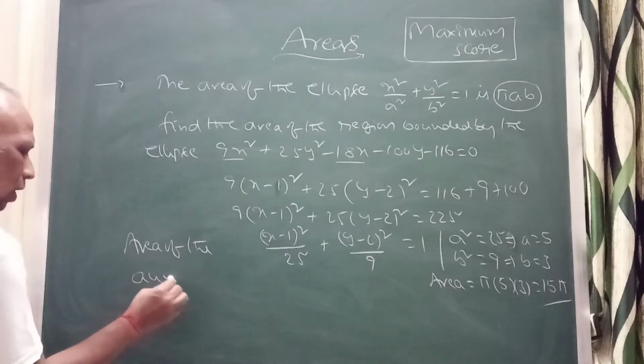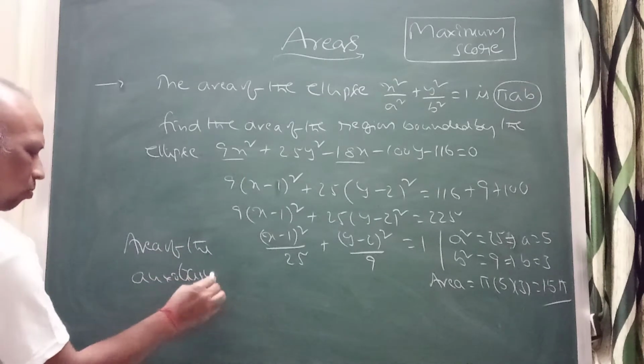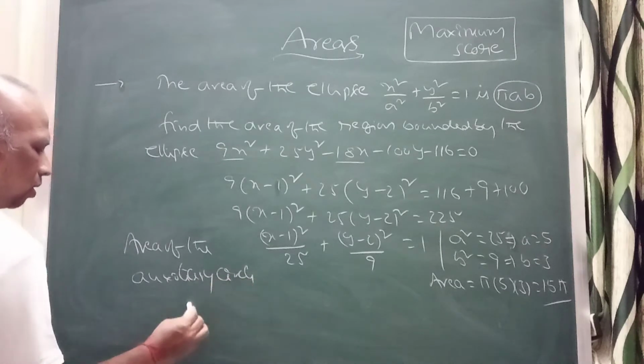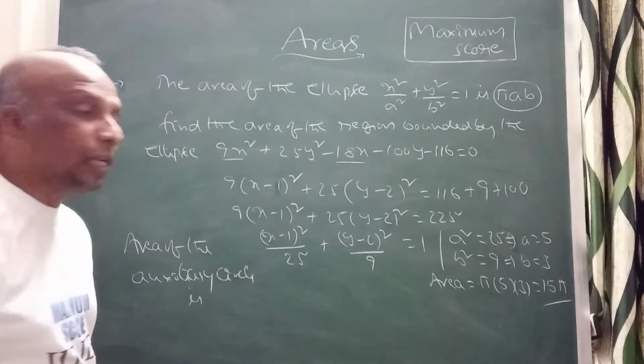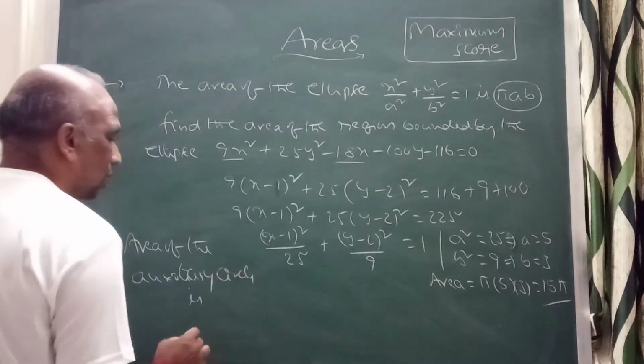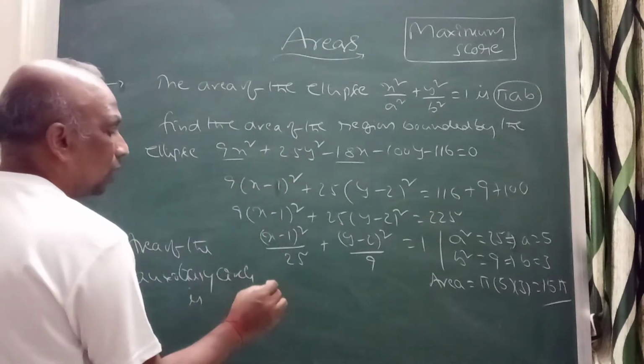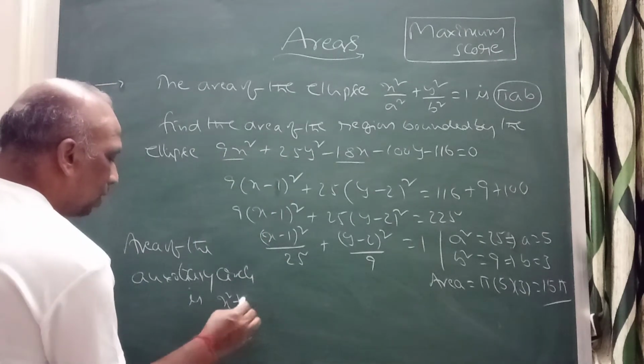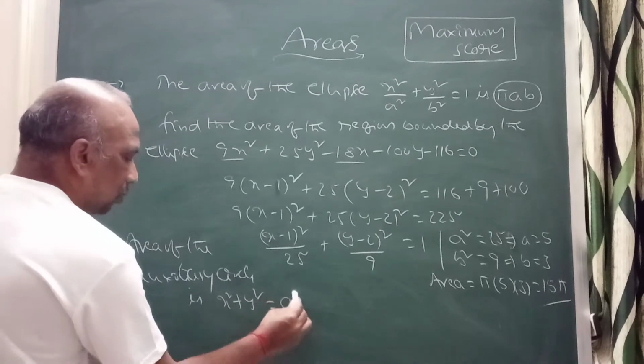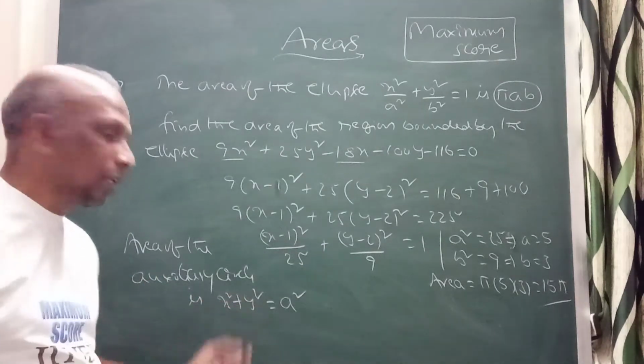Area of the auxiliary circle. What is the area of the auxiliary circle? What is the equation of the auxiliary circle? Here the equation of the auxiliary circle is x square plus y square is equal to a square. This is the equation of the auxiliary circle.